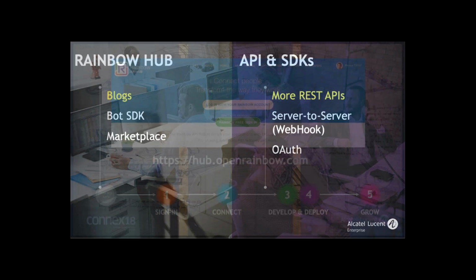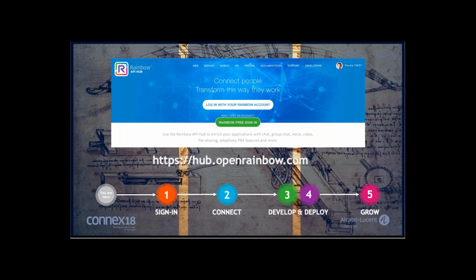So to conclude this webinar, I post this slide again, which can be used as a quick recap. So one URL to remember, up.openrainbow.com, sign up for a free account, then start integrating Rainbow. That's all.